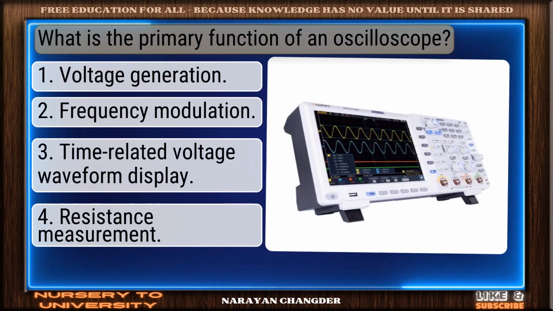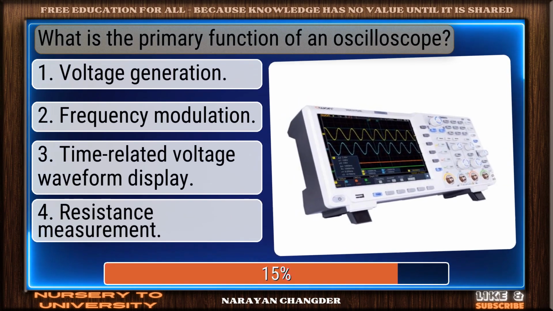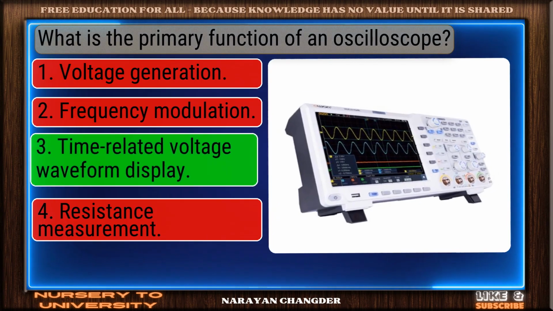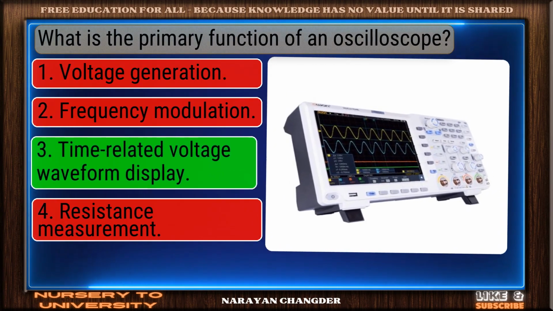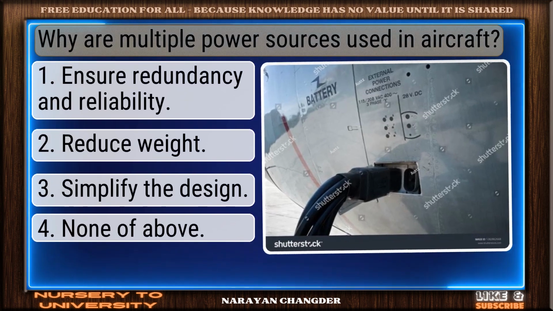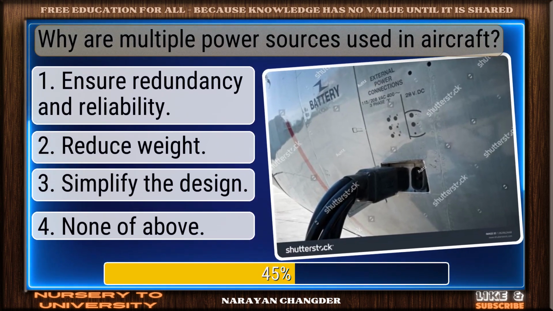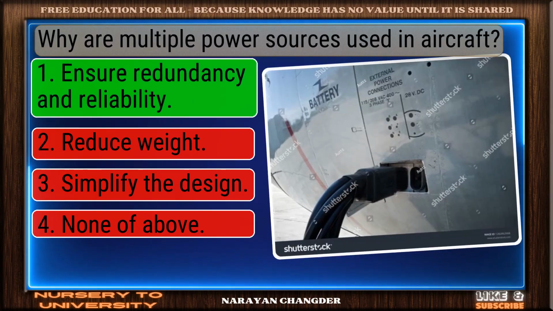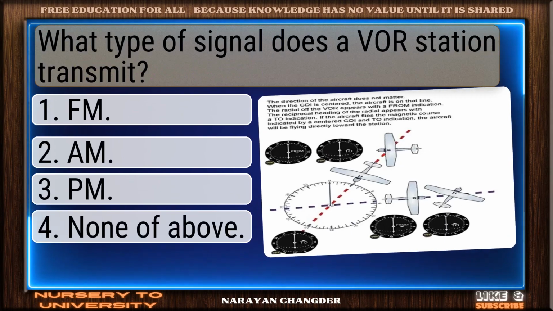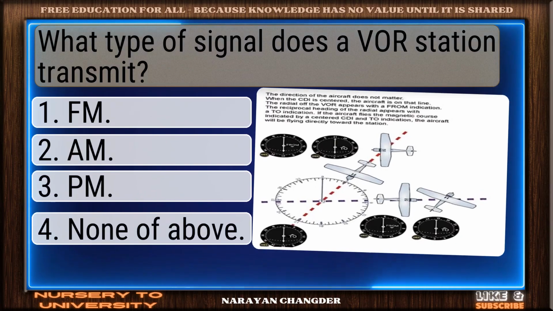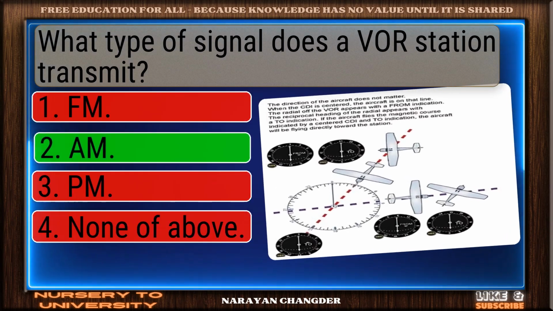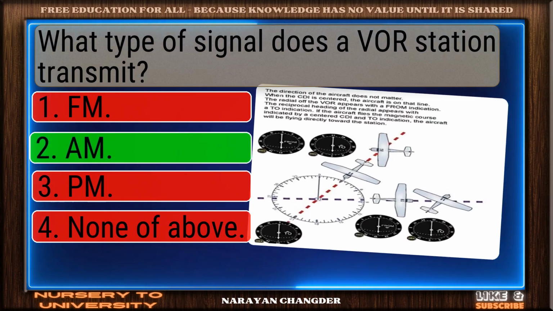What is the primary function of an oscilloscope? Right again. Time-related voltage waveform display is a valid answer. Why are multiple power sources used in aircraft? Right choice. Ensure redundancy and reliability is the best answer. What type of signal does a VOR station transmit? Smart pick. AM is the correct choice.